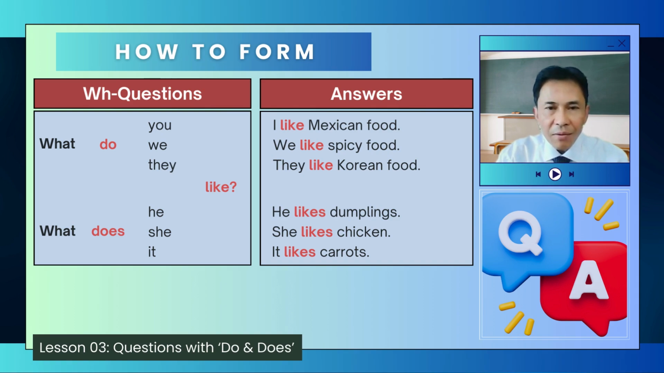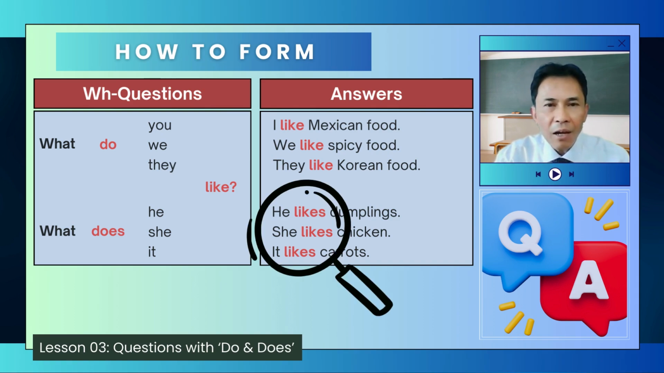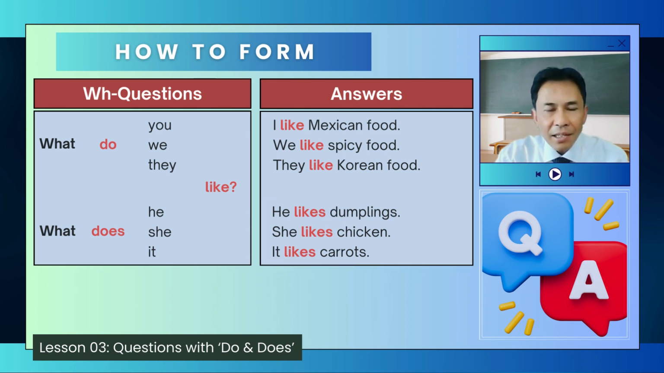You'll notice here that we added an S to the verb "like" right here. Can you figure out why I did that? Well, if you remember from our previous lessons, we need to add an S to the main verb for the third person singular: he, she, it. And in this case, we added an S to the verb "like." So he likes, she likes, it likes. So there you have it. That's how we form the WH questions and answers.